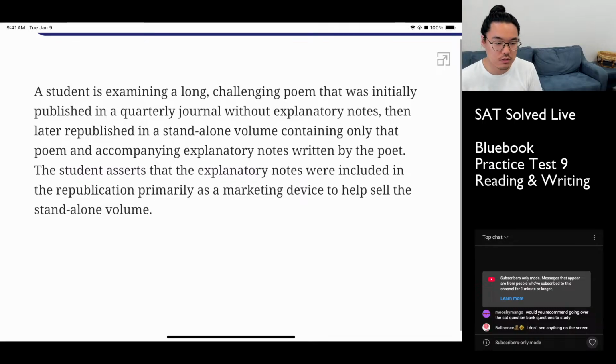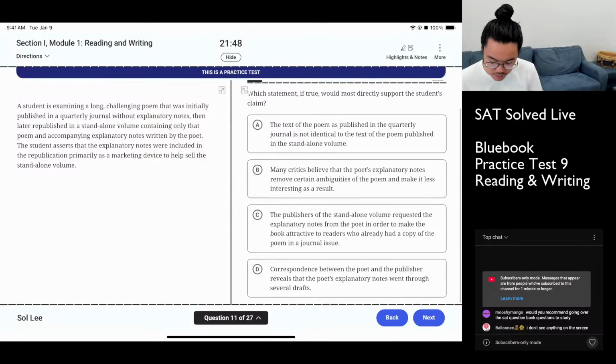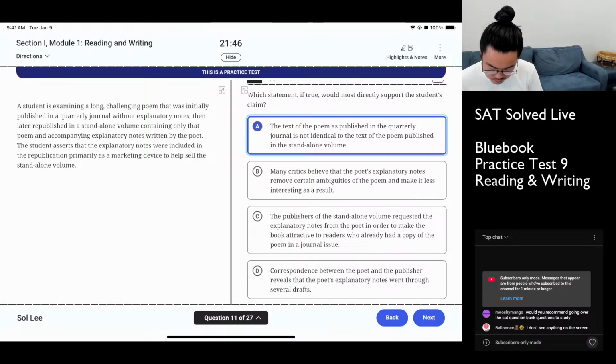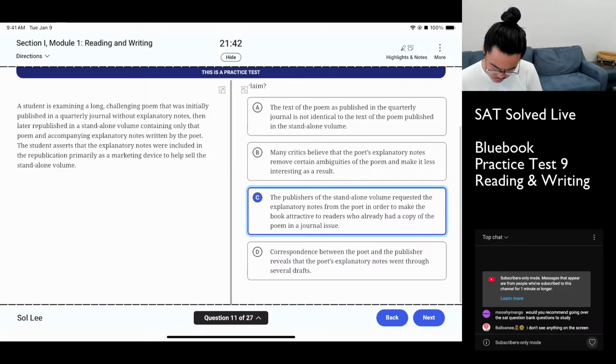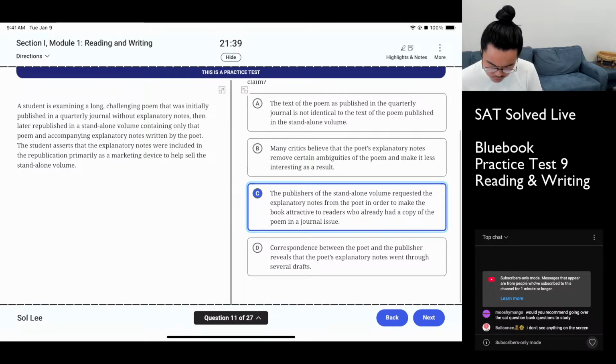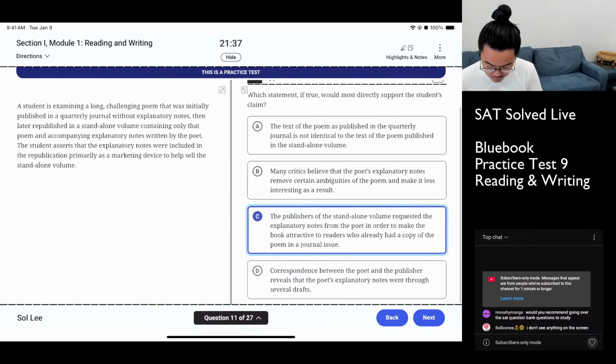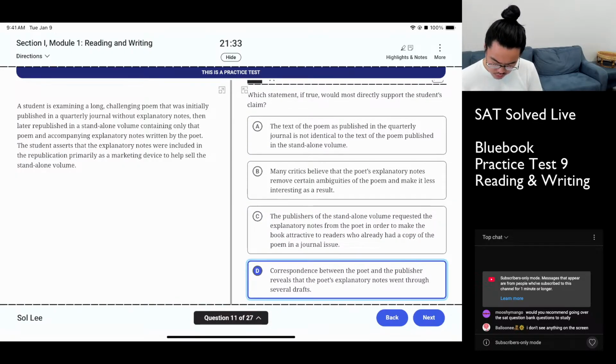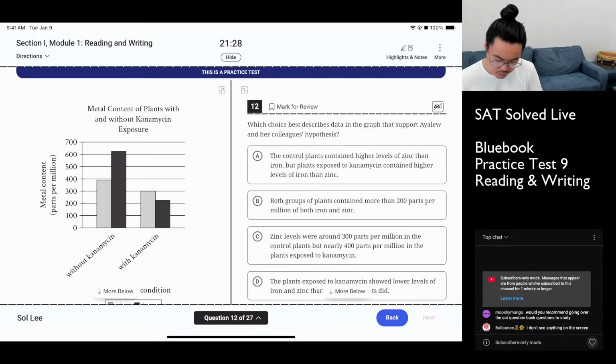Basically, the notes were emphasized in marketing materials and marketing collateral, so to speak, and it led to more sales or something like that. Text of the poem is not... no. Requested notes to make the book attractive to readers. Marketing, who already had a copy of the poem in a journal issue. That's probably correct. No, yeah. That's the only one that has anything to do with marketing, so we move on.